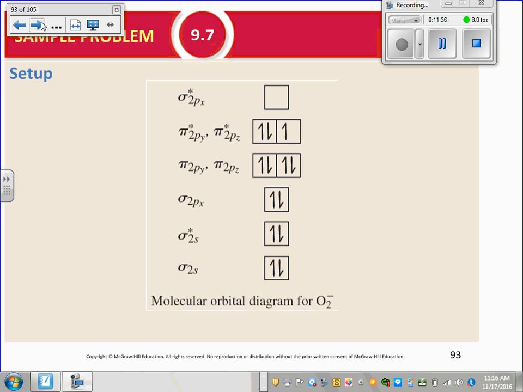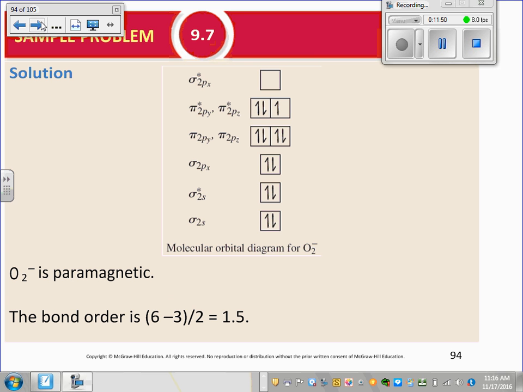Is it diamagnetic or paramagnetic? Quick. Para. Yeah, we have a lone electron, so it's paramagnetic. It says paramagnetic and its bond order is 1.5. Remember earlier on we talked about an odd number of electrons? We called those radicals. Well, there it is, the superoxide is a radical.